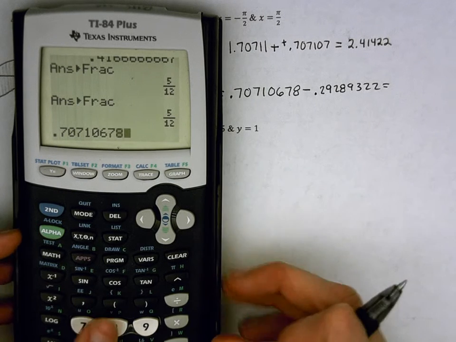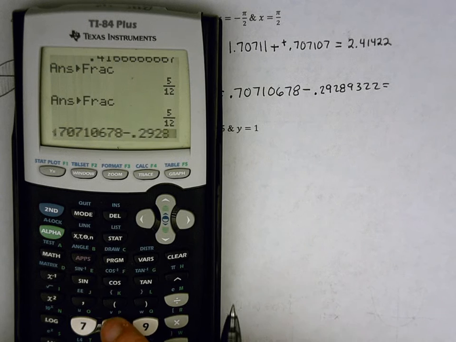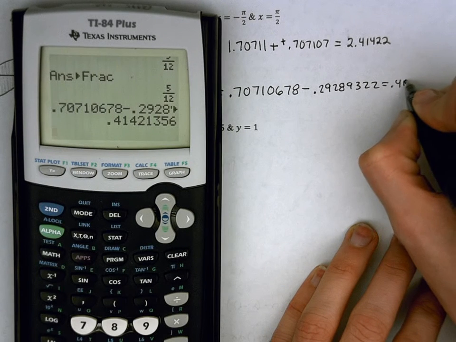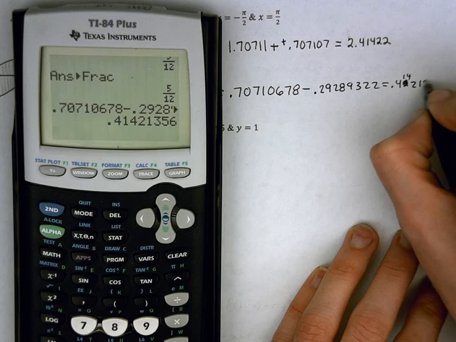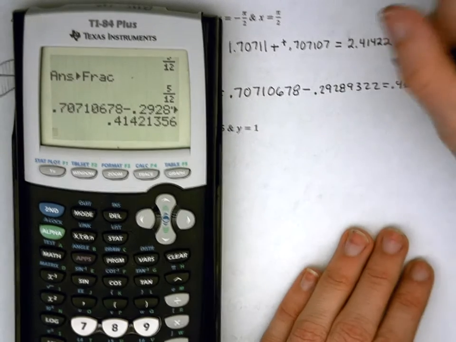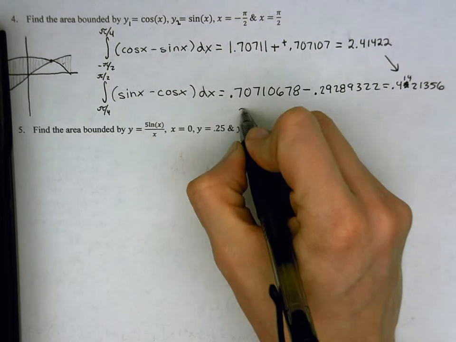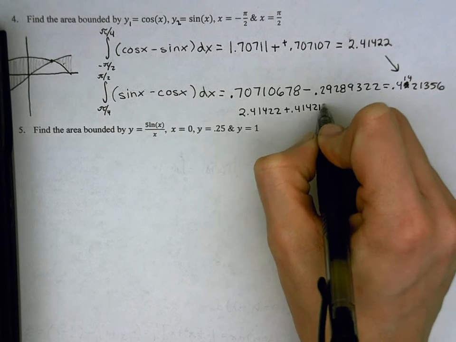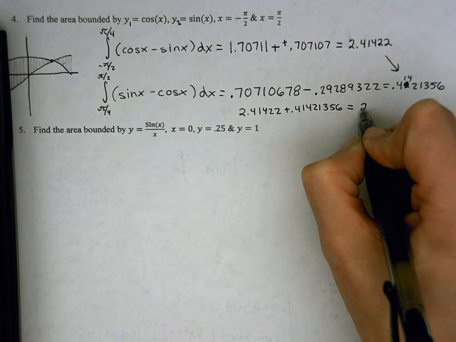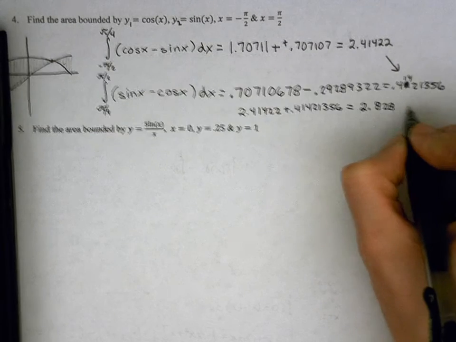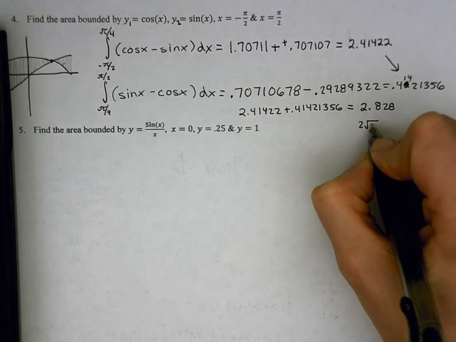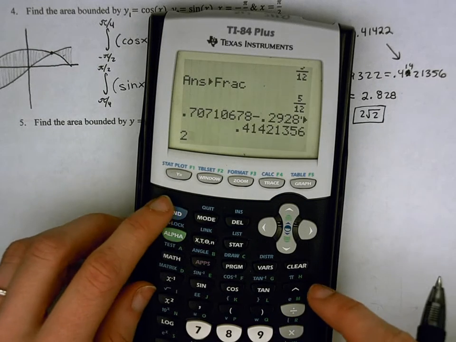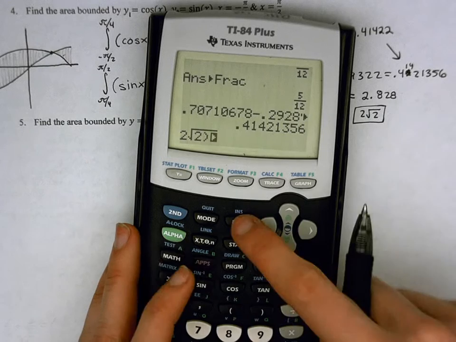And so then when you do that subtraction, you should get, I think it's 0.414, 0.71068 minus 0.29289322. Yeah, 0.414211356. Okay, and so then we're going to add these two together to get our total. 2.41422 plus 0.414211356, and we're going to get, now we can truncate, 2.828, which technically, just so you know, our area should be 2 root 2. And when you plug in 2 root 2, just to prove it, you get 2.828.